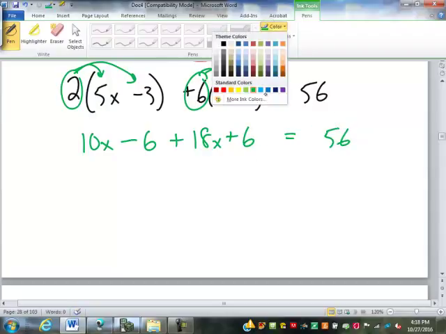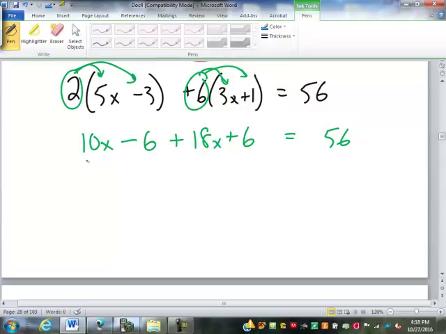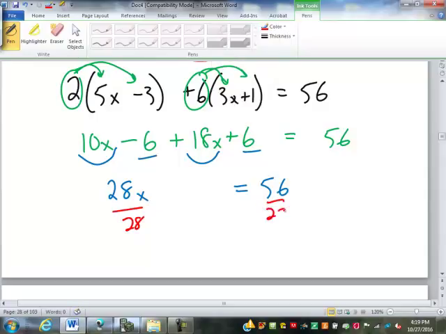On the left side, what else do I have to do? Combine 10 and 18, 28x. Negative 6 and 6 disappear. So that's 28x equals 56. Divide by 28. x is equal to.